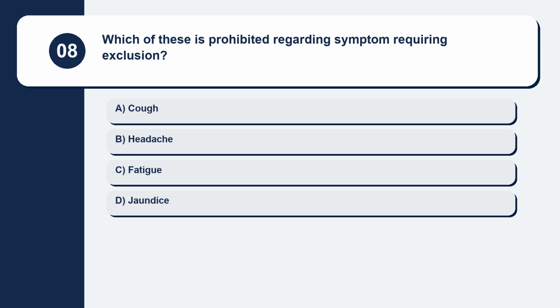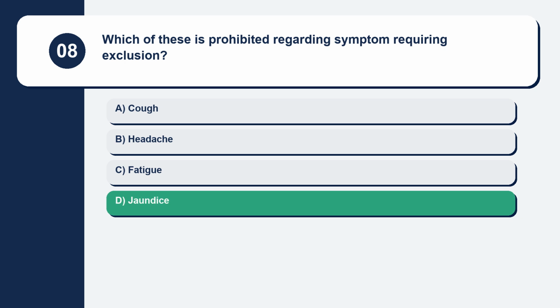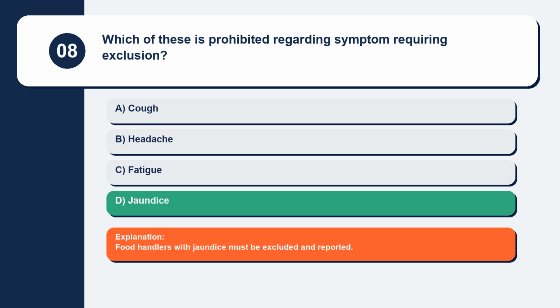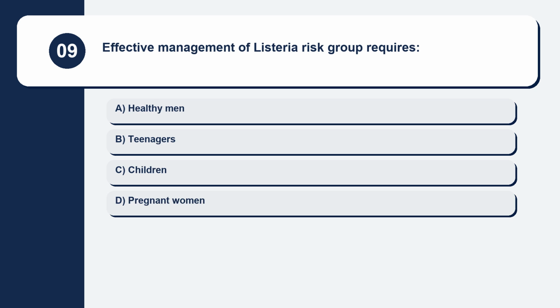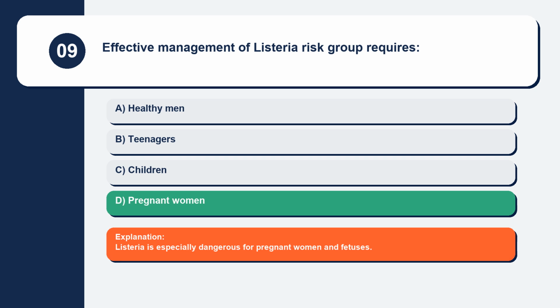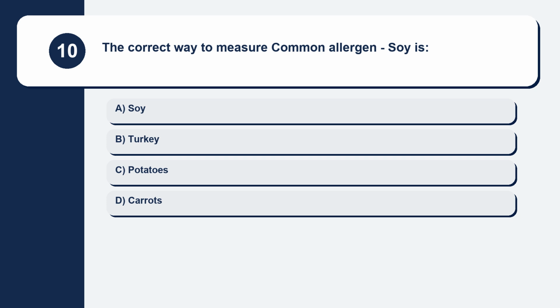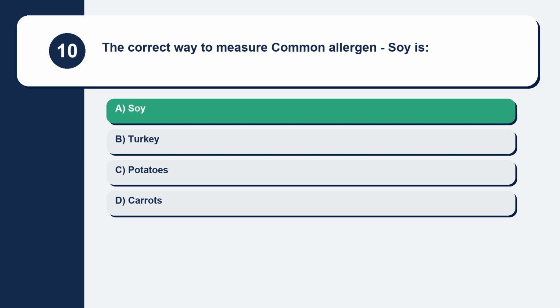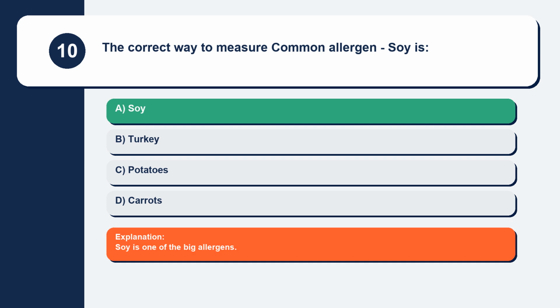Question 8. Which of these is prohibited regarding symptoms requiring exclusion? Cough, headache, fatigue, jaundice. Food handlers with jaundice must be excluded and reported. Question 9. Effective management of listeria risk group requires: healthy men, teenagers, children, pregnant women. Listeria is especially dangerous for pregnant women and fetuses. Question 10. The correct way to measure common allergen soy is: soy, turkey, potatoes, carrots. Soy is one of the big allergens.